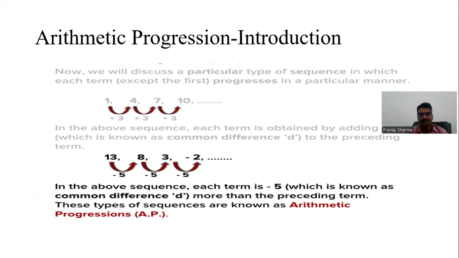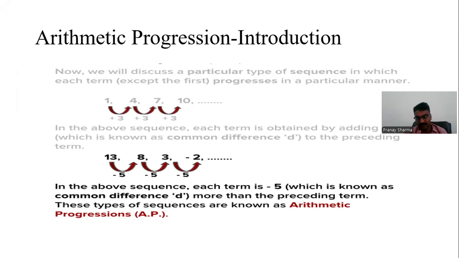1, 4, 7, and 10, and so on. If you observe the common difference, that means the difference between the second term and the first term, a2 minus a1, is what? Plus 3. a3 minus a2 is again plus 3. a4 minus a3 is plus 3. So the common difference is the same. If the common difference is the same, then this type of sequence has a special name known as arithmetic progression. All right.